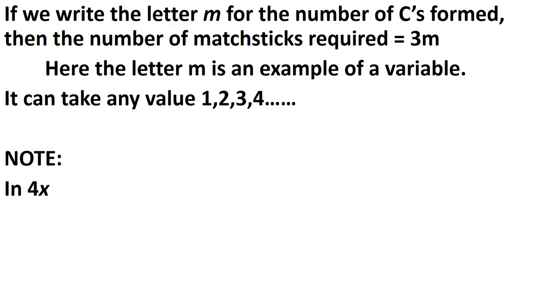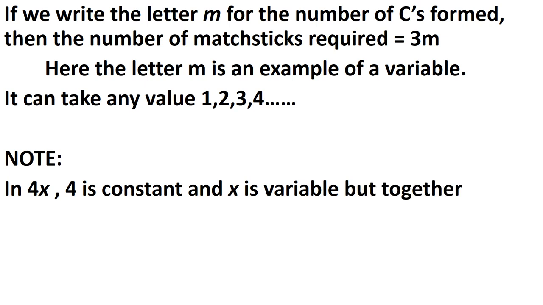Note one thing. In 4x, 4 is a constant and x is a variable. But together 4x is a variable. In algebra, you will read 2 new words, variable and constant. Constant means fixed. Variable means which can change. So suppose we are talking about 4x. What do you mean by this 4x? In 4x, 4 is a constant because 4 is 4. We cannot make 4 into 5. We cannot make 4 into 6. 4 is fixed. But x, we don't know the value of x. It can be any number. So x is a variable. x can change.